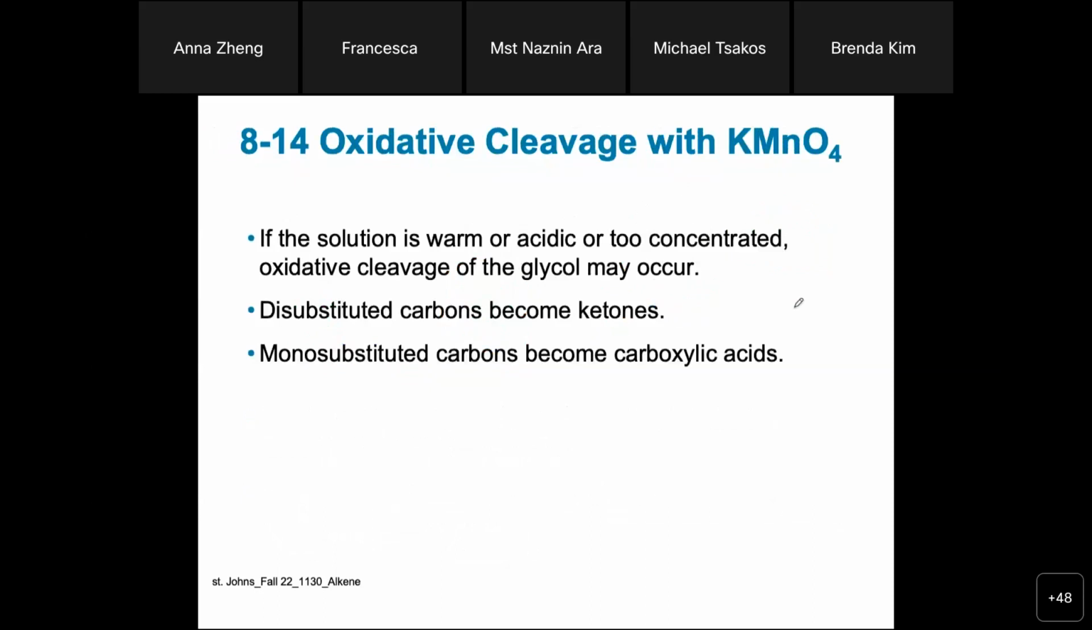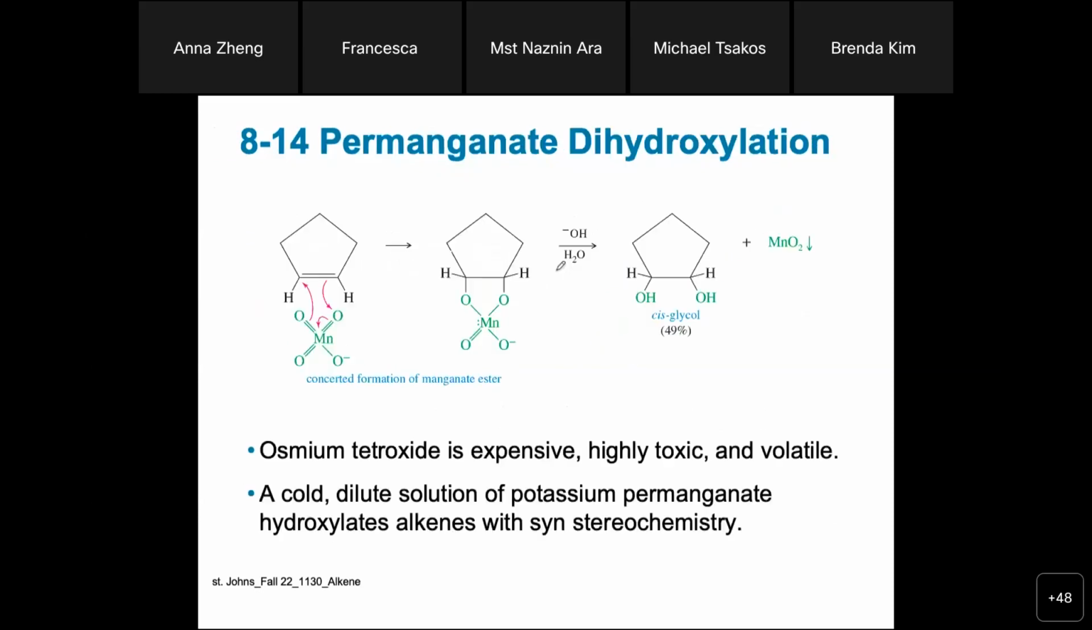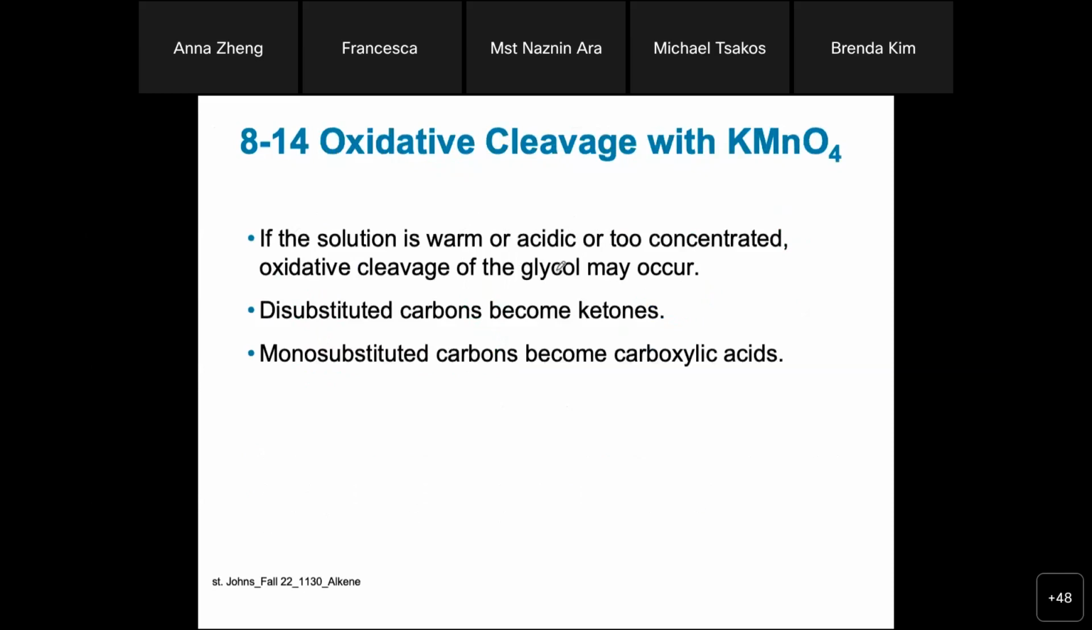Now, oxidative cleavage with potassium permanganate. When this type of oxidative cleavage happens, normally the glycol after the oxidative cleavage forms the ketone, and the ketone goes to acid, the carboxylic acid. So if the solution is warm or acidic or too concentrated, oxidative cleavage of the glycol may occur, and disubstituted carbon becomes ketones, and monosubstituted carbon becomes carboxylic acid.